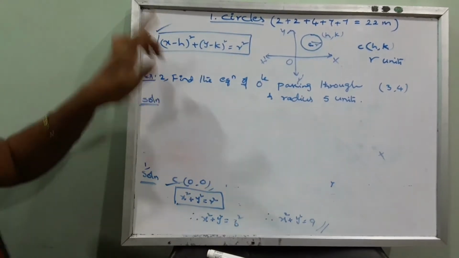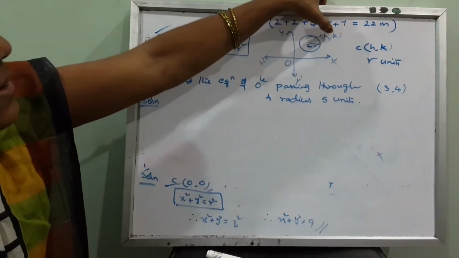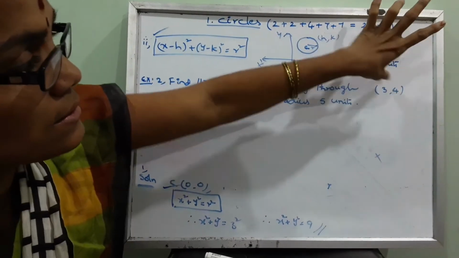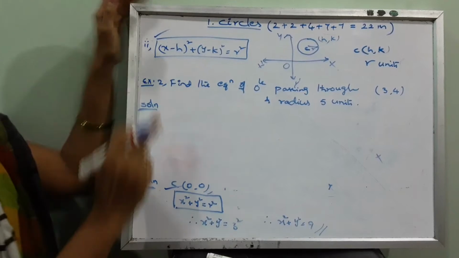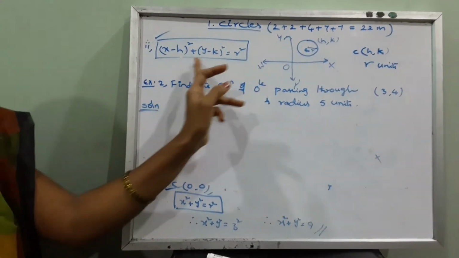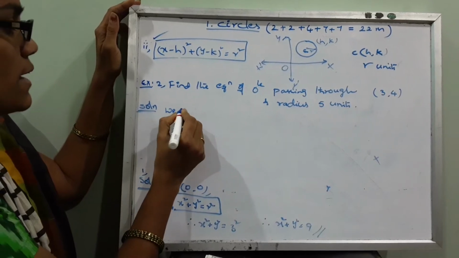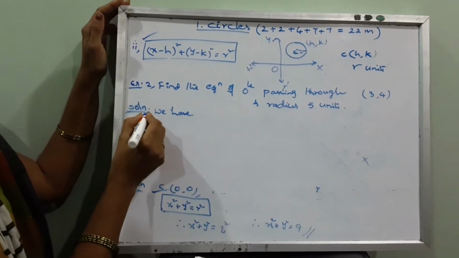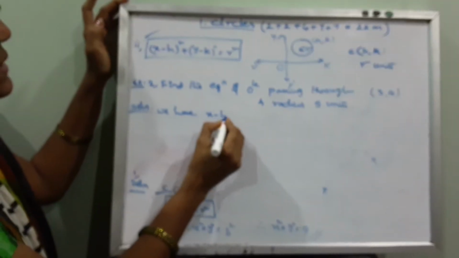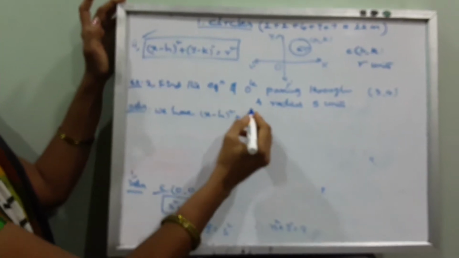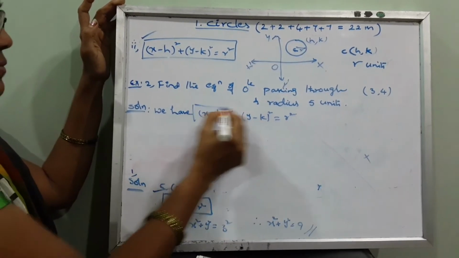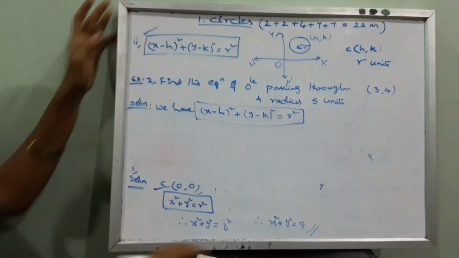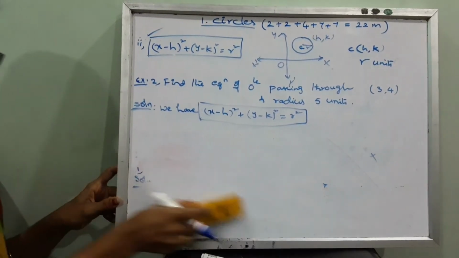Which formula do we have to use here? Here, replace h comma k by 3, 4. The formula is: the equation of a circle with center h comma k and radius r units is x minus h whole square plus y minus k whole square is equal to r square.